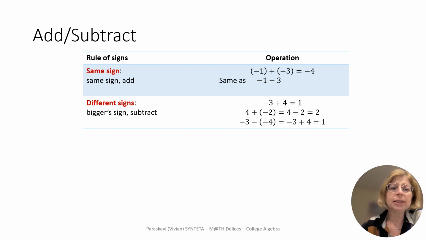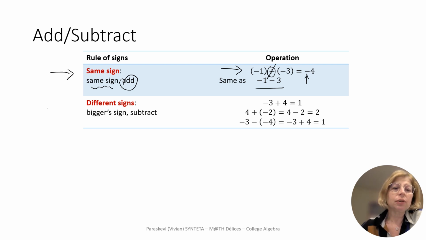So for addition and subtraction, the rules of signs say that if we've got to add two real numbers with the same sign, we just keep the same sign and do the addition. For example, minus 1 plus minus 3, they both are negative, we keep the same sign minus and we add 1 and 3, so we end up with minus 4. We could even omit the sign plus and just write them as is, minus 1 minus 3, and it will give the same result, minus 4.